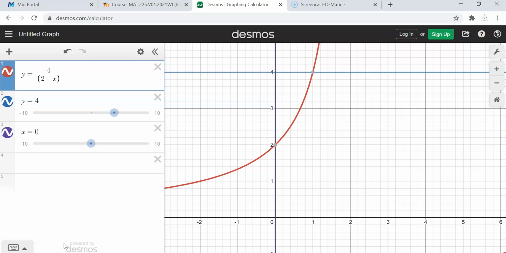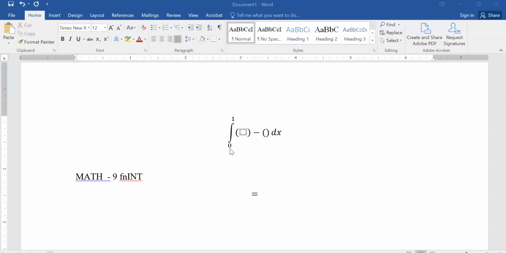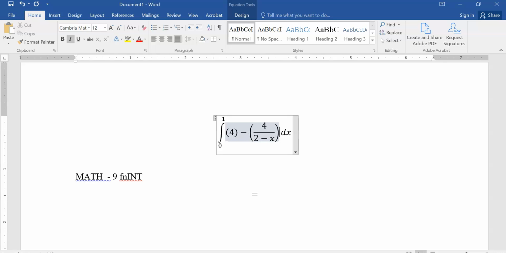So let's go ahead and type that out. We're going to integrate from 0 to 1. y equals 4 is the top region. By the way, hopefully you've noticed that every time we integrate, when we were integrating y equals 4, we're integrating just the equal to parts. We have it solved for y already. And then equals 4 over 2 minus x. There you go.